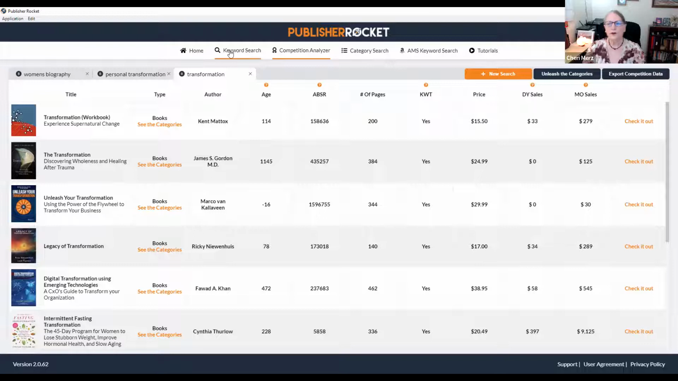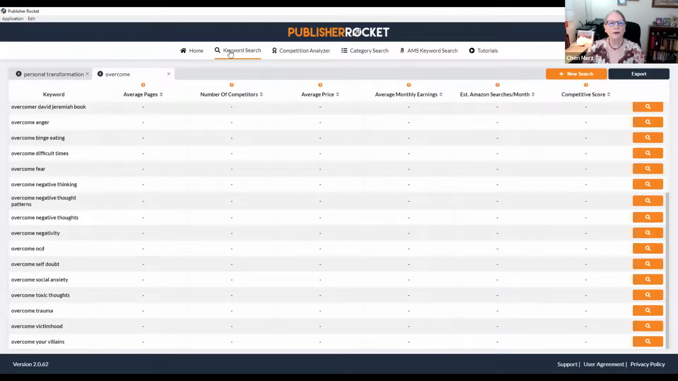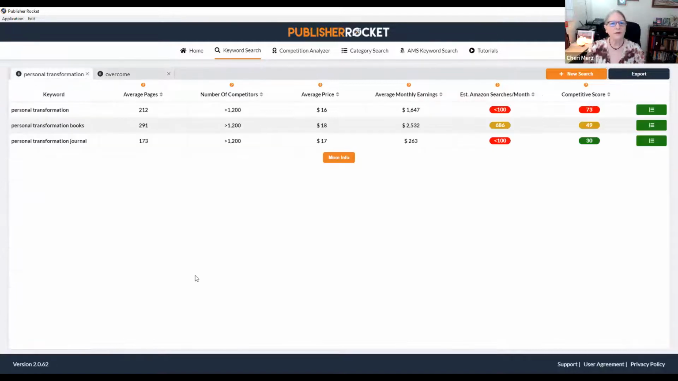Keyword search. This is where you can determine the good keywords for your book. And I used keywords in an earlier search for personal transformation, which is a category that you're ranking in. The average number of pages of the books. Yours is quite a bit larger than most of these. This is your best keyword right here, personal transformation books. And I'll show you why in just a second.